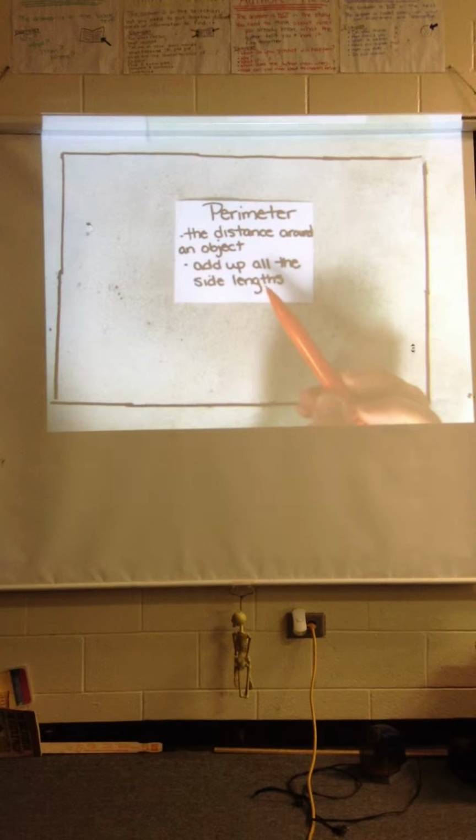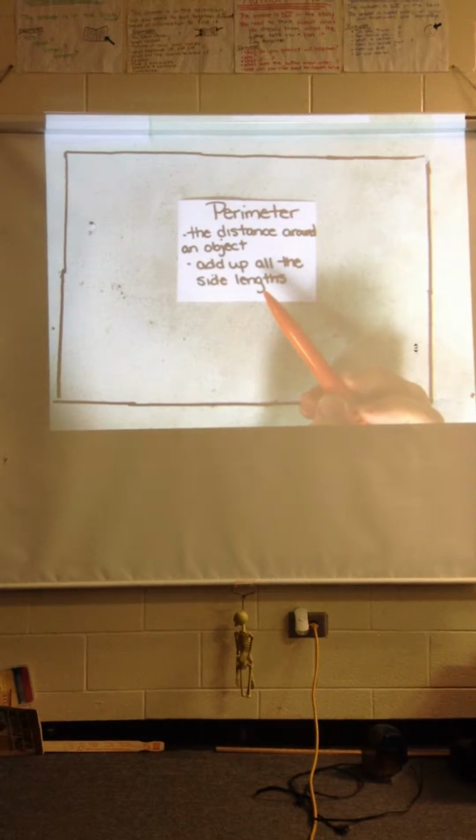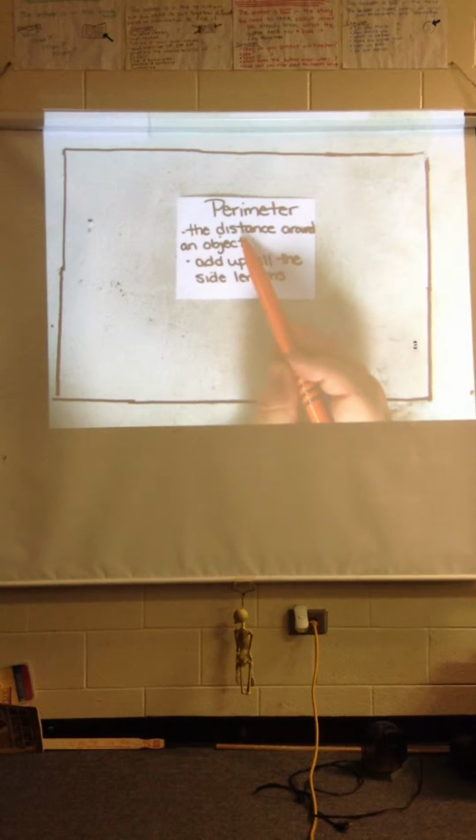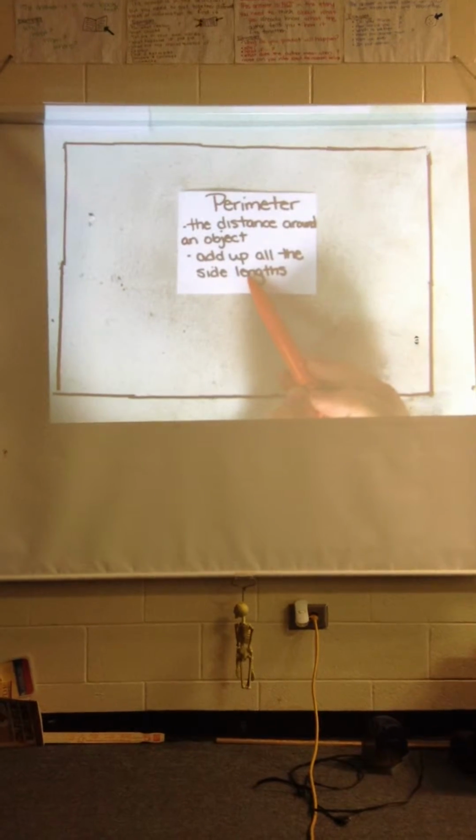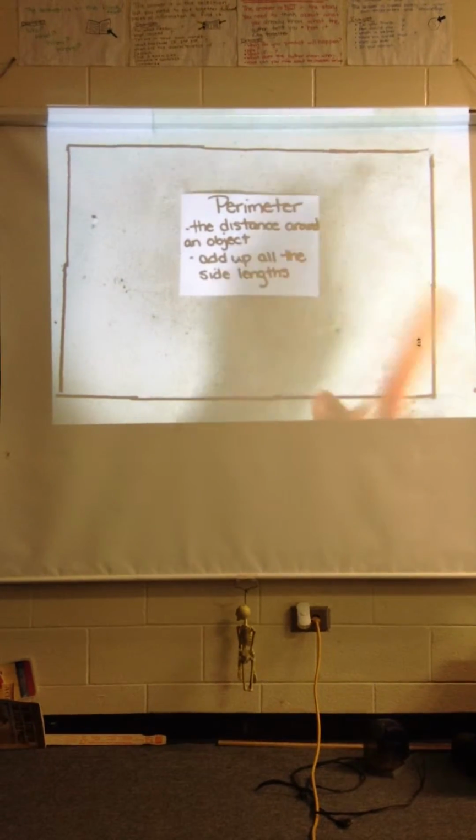Kids, if your parents are sitting with you, you can go on and sing the perimeter song, which tells you both that it's the distance around an object. In order to find it, you add up all the sides. So let's look at a problem.